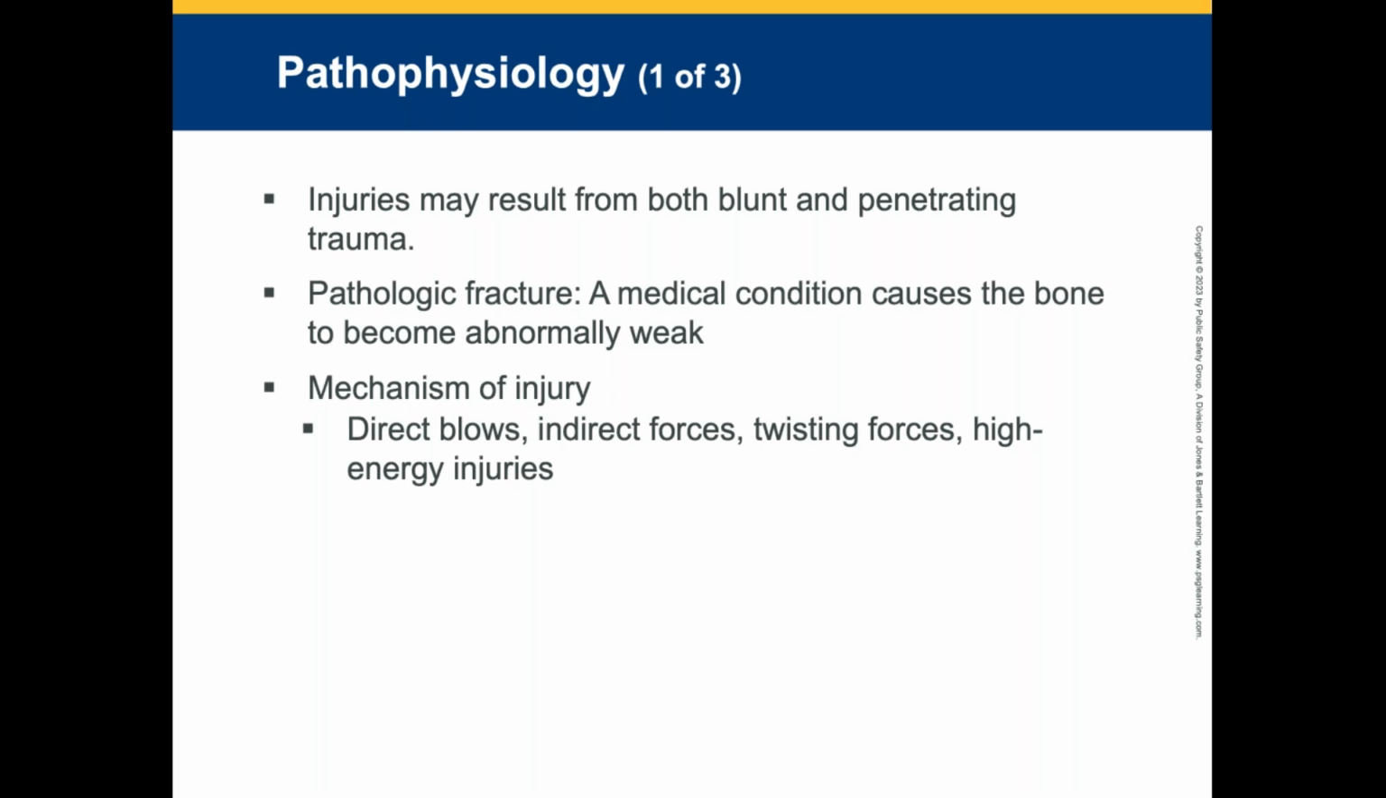So with the pathophysiology, injuries may result from both blunt and penetrating trauma. Sports injuries account for a significant number of musculoskeletal injuries, right? So among children, intentional trauma or abuse is a common cause of fractures and musculoskeletal injuries. Pathologic fractures occur when a medical condition causes the bone to become abnormally weak. Give me some medical conditions that would cause this.